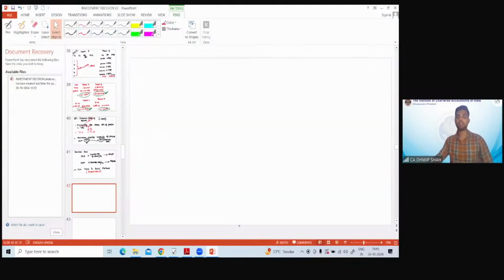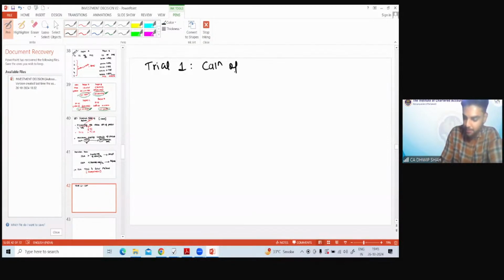As I said, we need to calculate IRR using the trial and error method. In absence of any information given in the question, I would suggest your trial one should always start with 10% because that is our favorite rate. Trial one, calculation of NPV at 10% discounting rate. We need to check at 10% whether my NPV is zero, positive or negative. And now we are experts in solving NPV. We know how to calculate that.